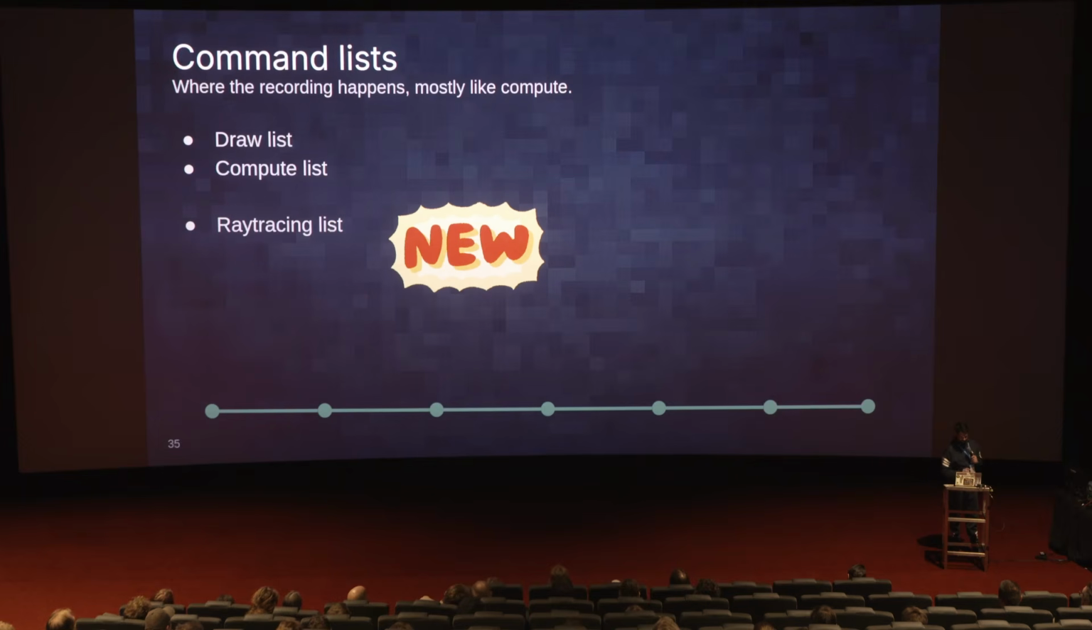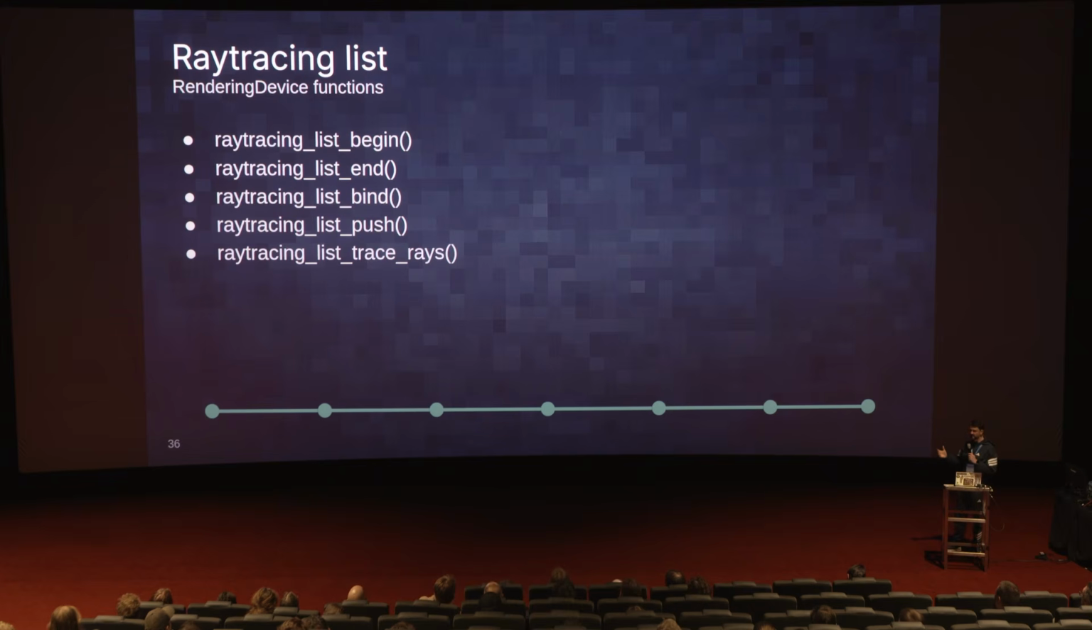So let's go ahead. Command list, this is the way that Godot records commands, and they put commands into a list. So we have a draw list for the rasterization pipeline. We have a compute list for the compute pipeline. We now have a ray tracing list for the ray tracing pipeline. What does that mean? It's just a bunch of new functions in the rendering device, and these are available to you via GDScript. We have functions for starting to record. So we have a ray tracing list begin and ray tracing list end. In the middle of these two functions, we can bind objects to the GPU, we can push data to the GPU, and we can also trace rays.